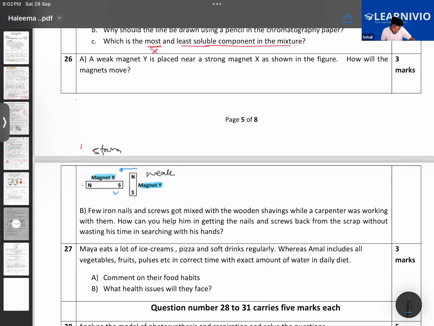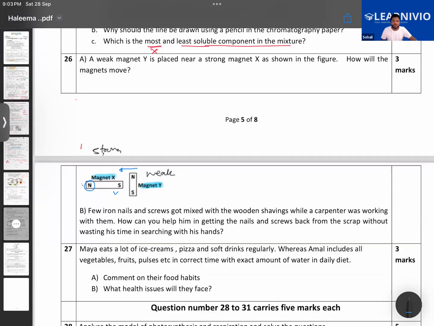Furthermore, let us consider another thing. If the similar poles, like the north of X and north of Y, are facing each other, both will repel each other, exactly, because as we know, like poles repel. But the thing is, which magnet will be pushed away? So the weak magnet will be pushed away from the strong magnet. Getting what I'm trying to say?